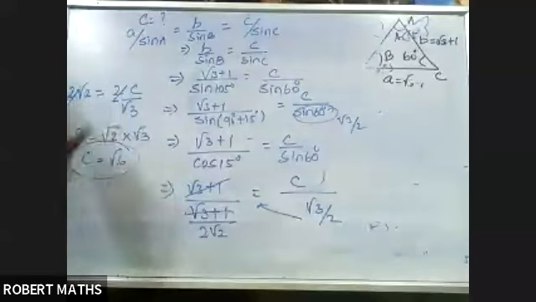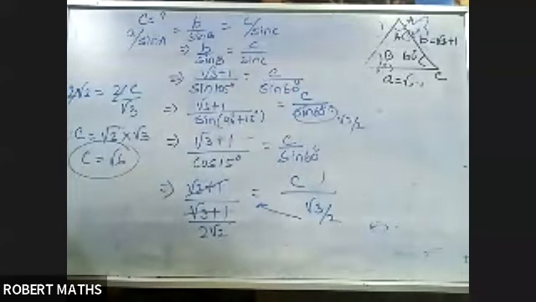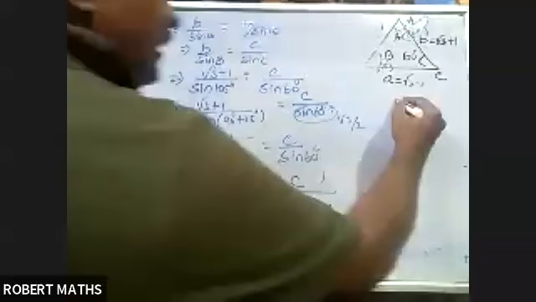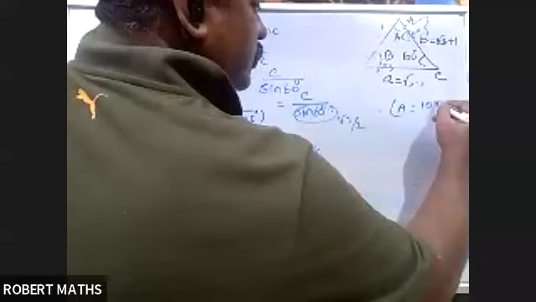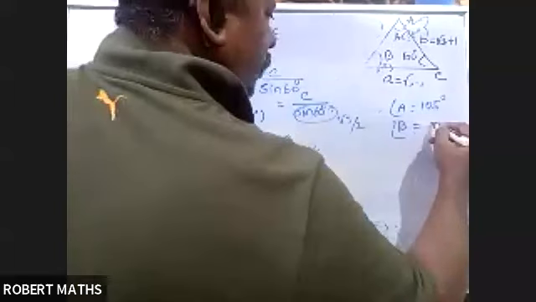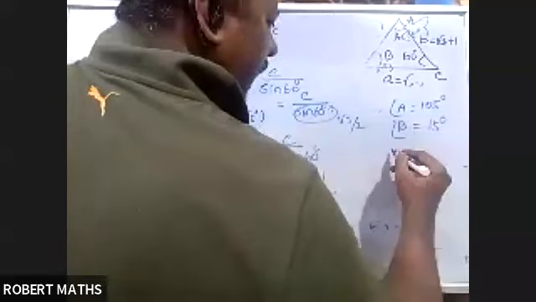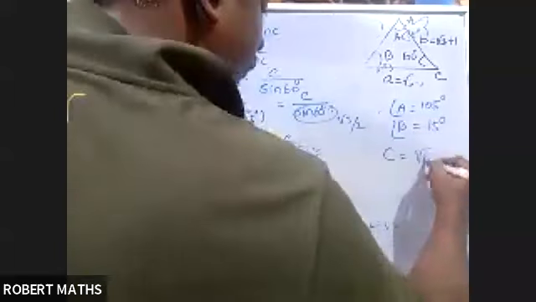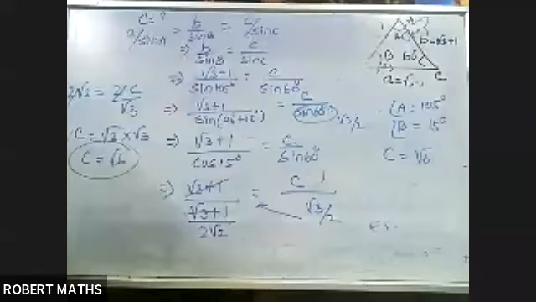So all the values are found. What did the question ask? Find the other two angles and the other side. The two angles are A and B. The value of angle A is equal to 105 degree. Angle B is equal to 15 degree. And the side c is equal to root 6. These are the answers. Please take them down.